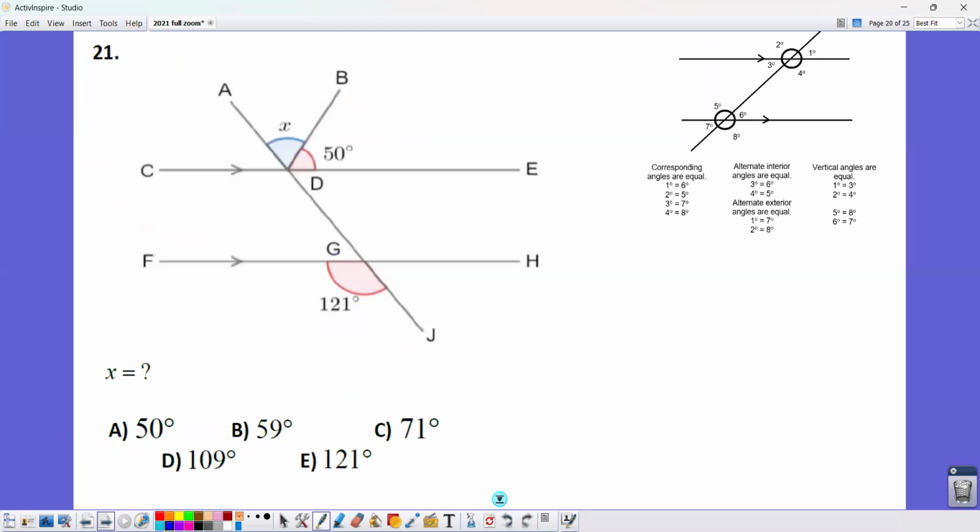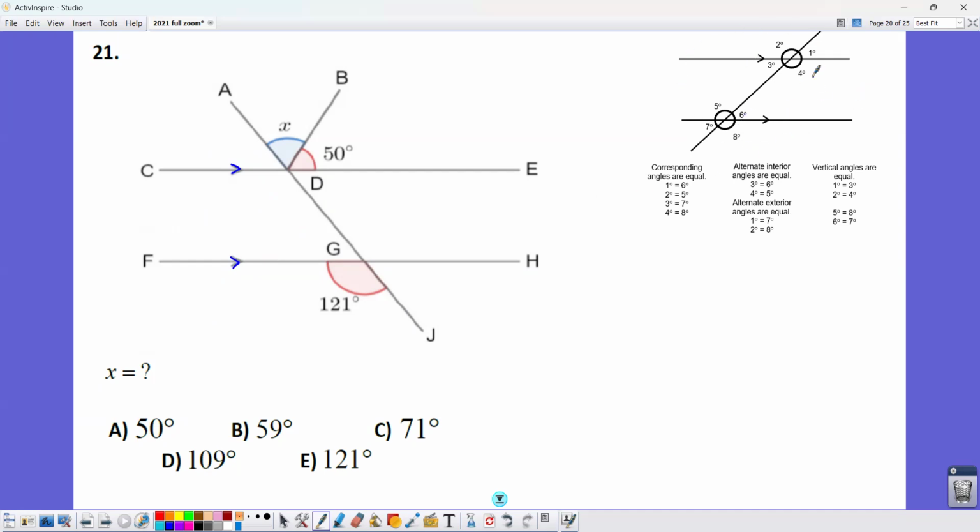Now, we are coming to the 21st one. Here we have two parallel lines, which we understand from these arrows. When it is given with these arrows, it means that these two lines are parallel to each other. When you have two parallel lines, you need to remember this figure.